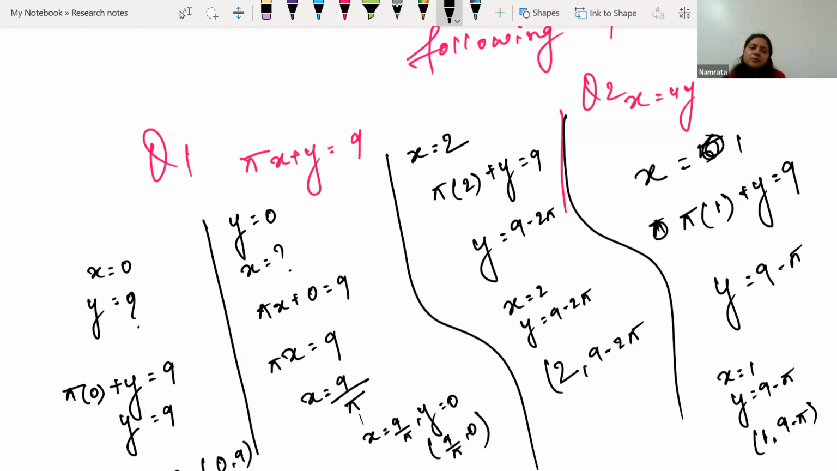For question number 2, that is very simple. You will be able to do that. I'm leaving it. Is it clear or not? Let me know. Is it clear? Yes.